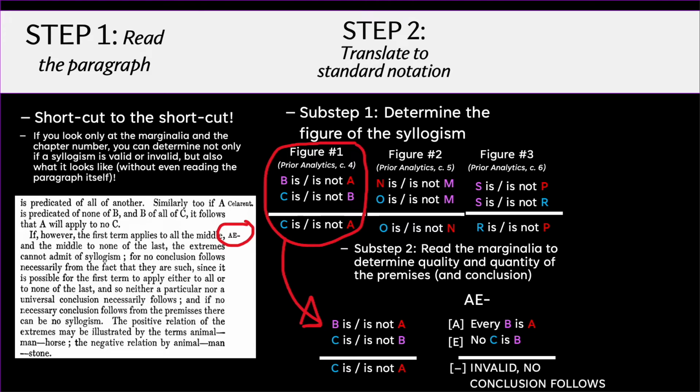And then the dash indicates that no conclusion follows. It's not a valid syllogism, and so there's no necessary conclusion. And that's symbolized by the dash. So here, what we have in the marginalia is an indication that what this paragraph is describing is an apparent or invalid syllogism in which we have the first figure and we have a major proposition that's an A and a minor proposition that's an E, and then no valid conclusion.